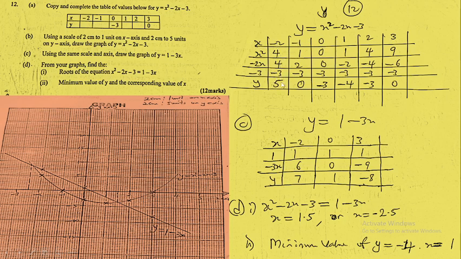8 minus 3 will give us 5. 1 plus 2 is 3. Then 3 minus 3 is 0. 0 plus 0 is 0. Minus 3 minus 3. 1 minus 2 is minus 1. Minus 1 minus 3 is minus 4. 4 minus 4 is 0. Minus 3 is minus 3. Then 9 minus 6 is 3. Then 3 minus 3 is 0.